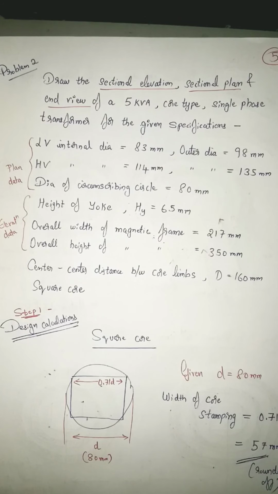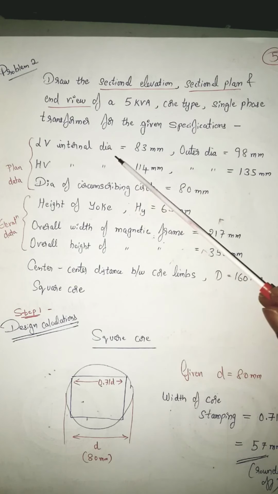Let us start with problem number 2 of transformer assembly. Let us read out the second problem. Draw the sectional elevation, sectional plan and end view of a 5 kilovolt ampere core type single phase transformer for the given specifications.